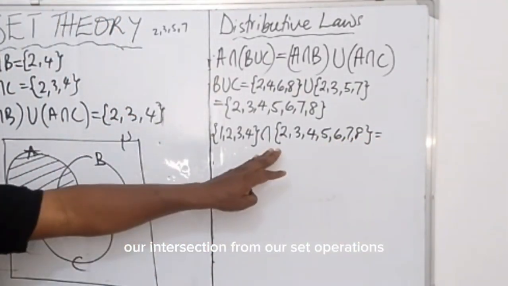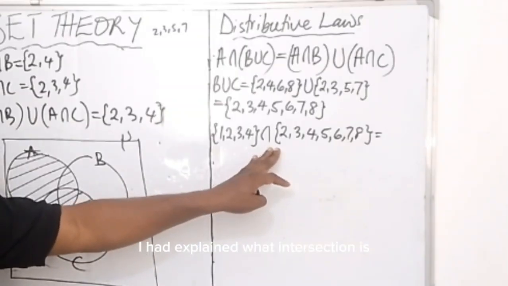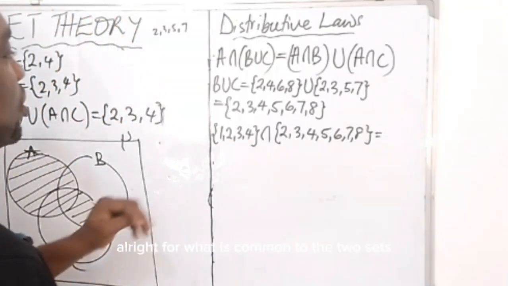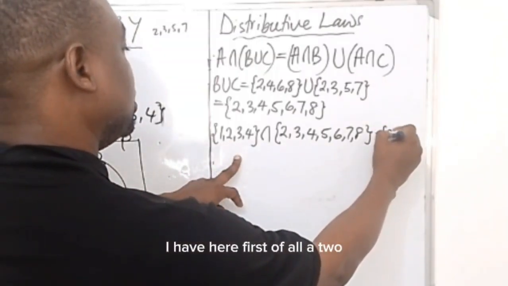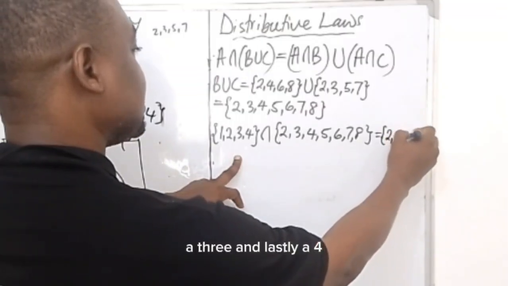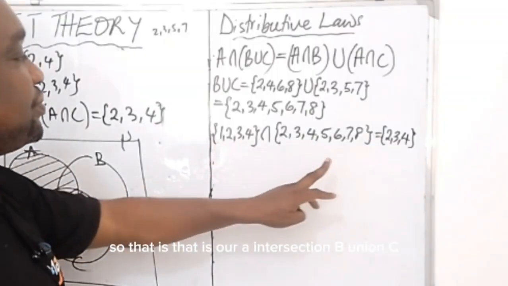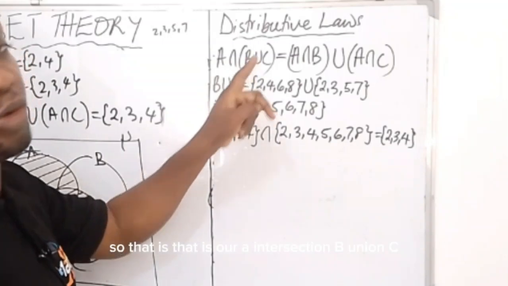In our video on set operations, I explained what intersection is: what is common to the two sets. For what is common to the two sets, I have here a 2, a 3, and lastly a 4. As you can see, there's no 1 here. So that is our A intersection B union C.